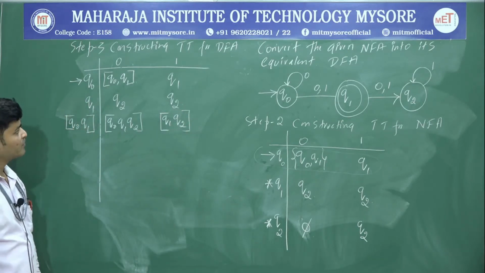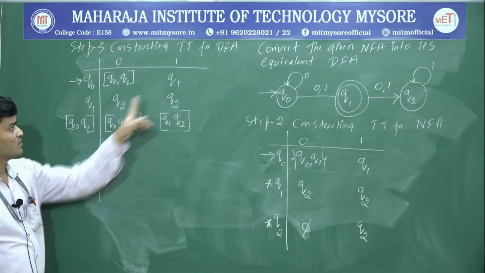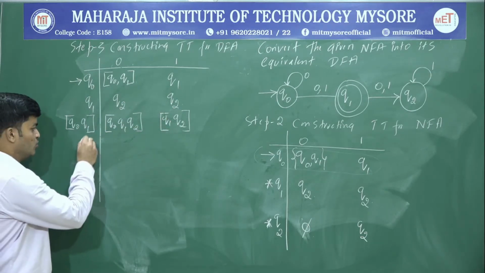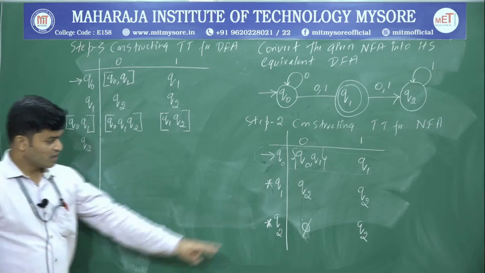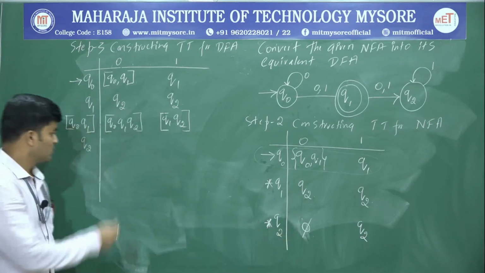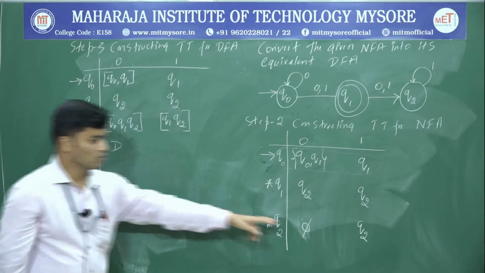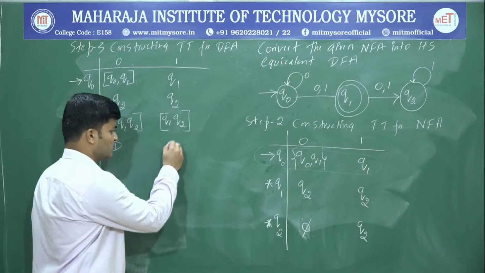Now observe, for this one I have written a transition, and for this one I have written a transition. Now you can go with Q2. Q2 you can write directly: phi means you will get a dead state. Q2 upon 1 is again Q2. Write that one as it is.